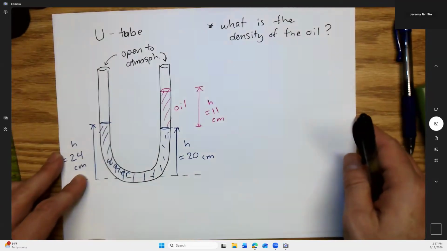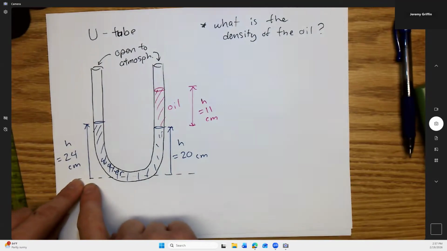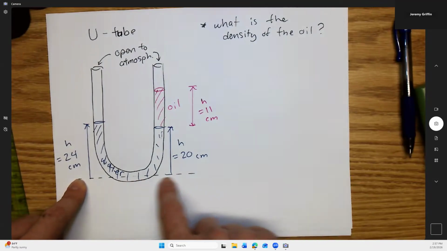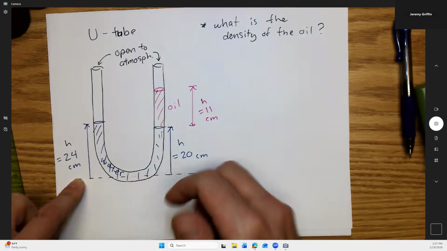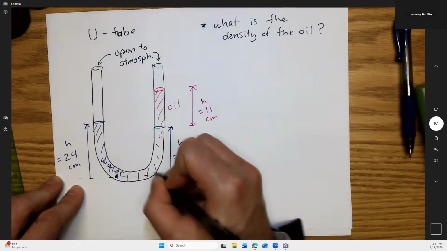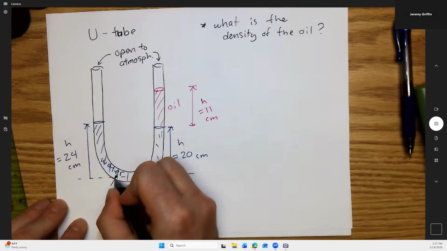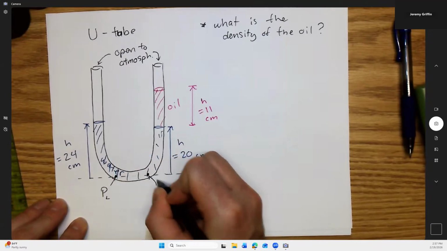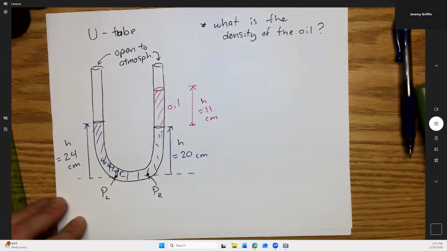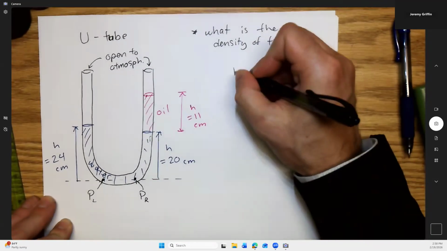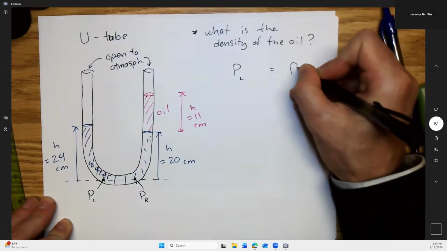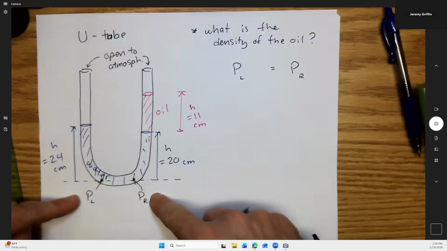So let's set up an equation here. Actually, I'll do it relative to this dash line. Let's do it relative to this dash line right here. Okay. So could you guys see the pressure right here and the pressure right here is the same pressure? I'll call this the pressure on the left side. I'll call this the pressure on the right side. But of course, it's the same thing. So the guiding principle is pressure left equals pressure right by the time you go all the way down near the bottom.